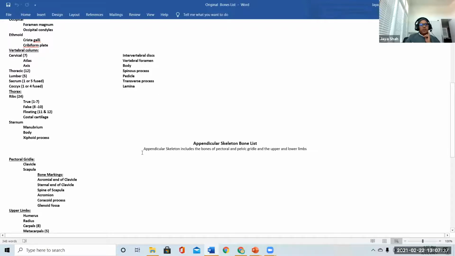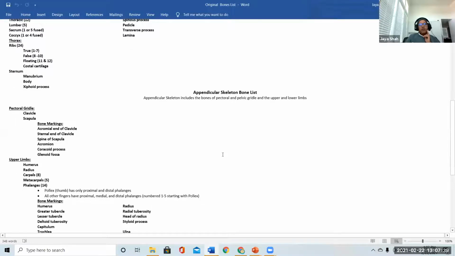Similarly, in the appendicular bone list, you have bones and then bone markings. Like clavicle, no bone marking. That doesn't mean there is no bone marking. There are bone markings, but you don't need to know them for exam purposes. If you want to know more, study yourself from the text, from the lecture, and from the PowerPoints.